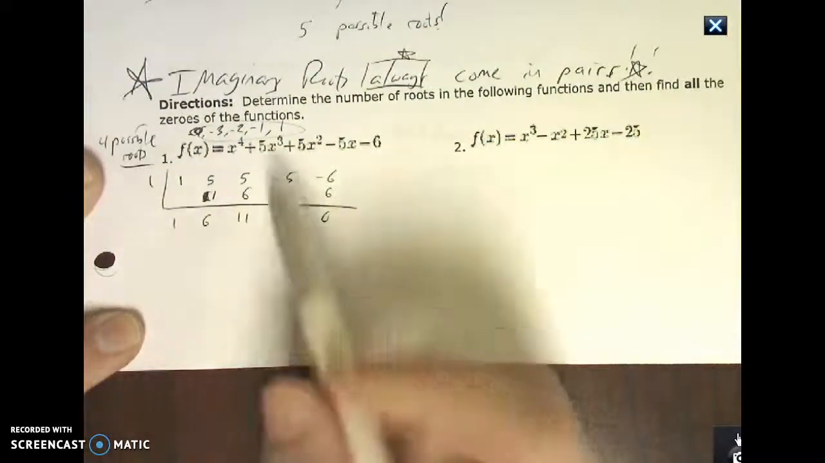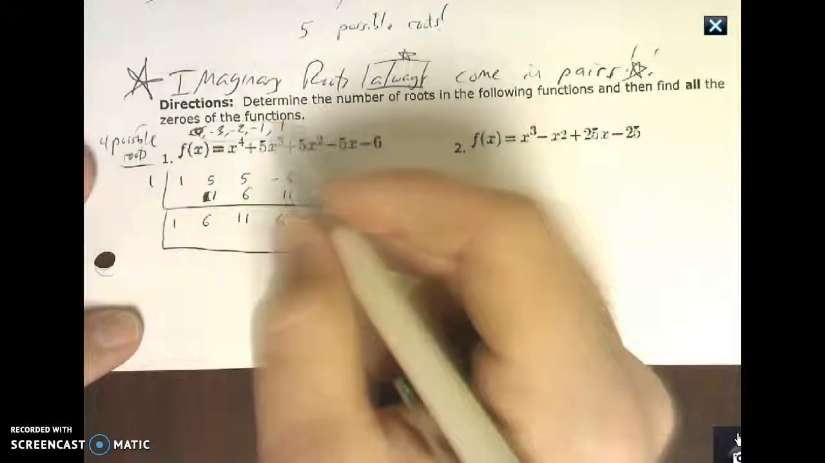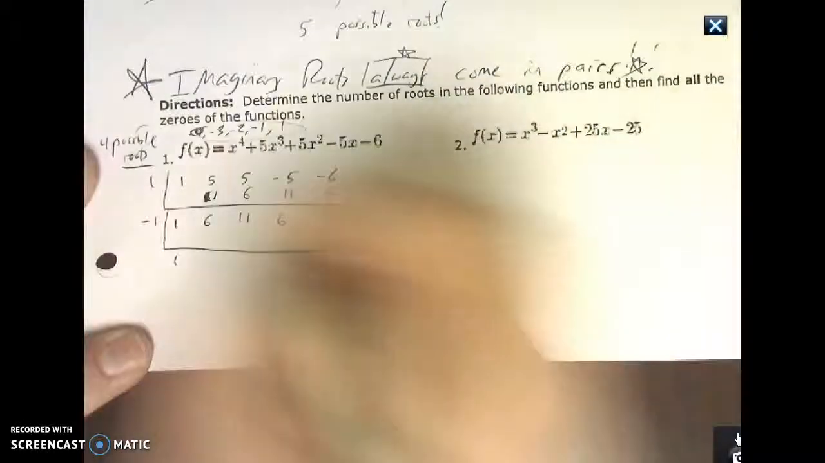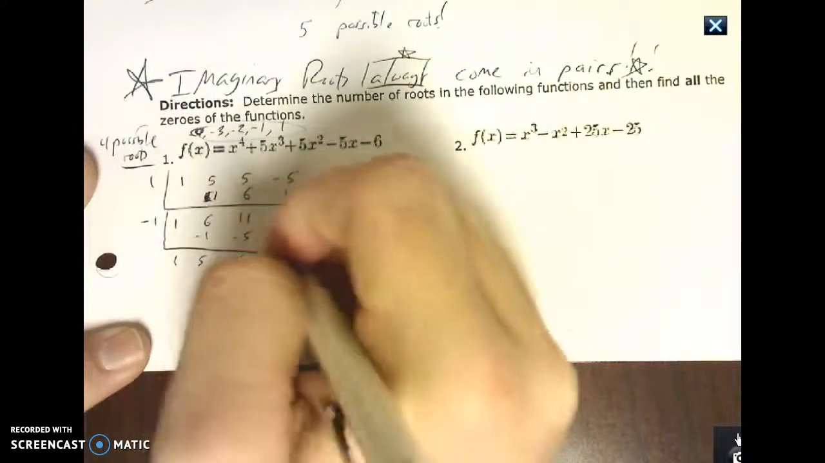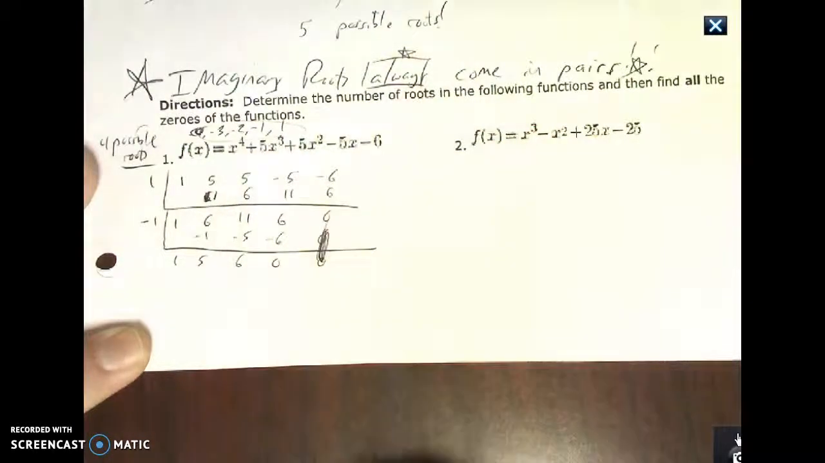Good. Now I brought it down from x to the 4th to x to the 3rd. I want to do it one more time. I already picked 1, so let's pick a different one. Let's go with negative 1. So 1 gets brought down. Negative 5, 5, 6. Actually I'll do that one again, so we're good.